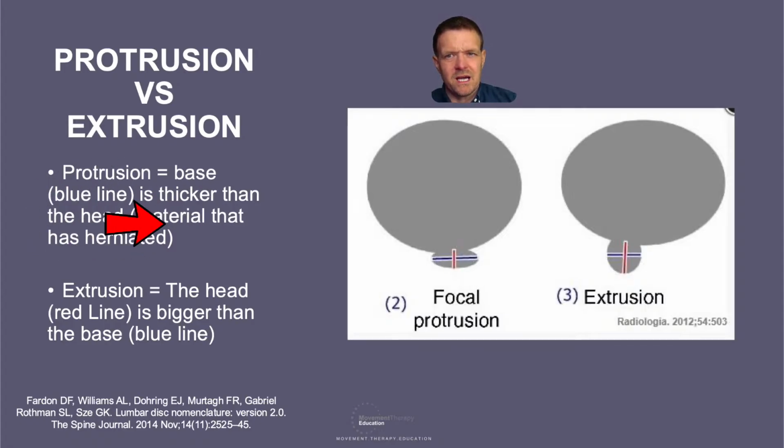And this is the material that is herniated from the disc. And if it's an extrusion, it means that the head, the red line, is bigger than the base, the blue line. So that's why they're called what they are. So if somebody comes in and they've had an MRI report done and it talks about protruding or extruding discs, and you're not sure what that means, that's basically what it means. They've measured it, and if it's wider than it is long, then it's a protrusion. If it's longer than it is wide, it's an extrusion.